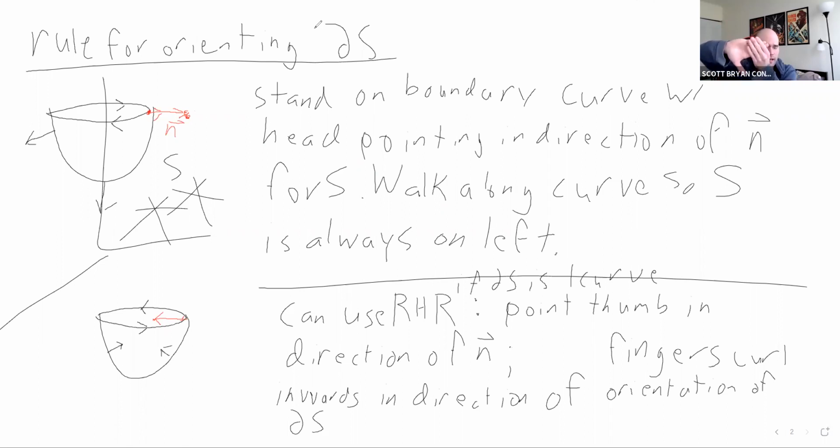My fingers are going to curl inwards. If I look down on it, my fingers are curling inwards in the clockwise direction. Does everyone see that? Point your thumb down, my fingers are curling in clockwise, and that tells me the orientation of this boundary curve. So this is useful if you have one boundary curve. It kind of breaks if you don't.